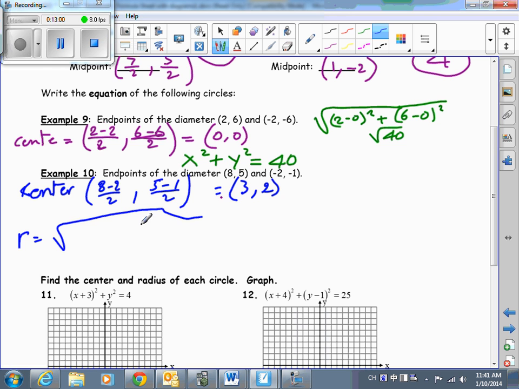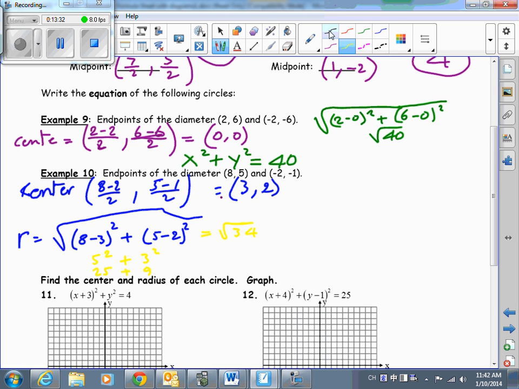So I will say square root of, inside my first parenthesis, 8 minus 3 squared plus 5 minus 2 squared. 8 minus 3 is what? This is 5 squared plus 3 squared. That will be 25 plus 9, which is 34. So this is square root of 34. Do I even want to simplify this? No.